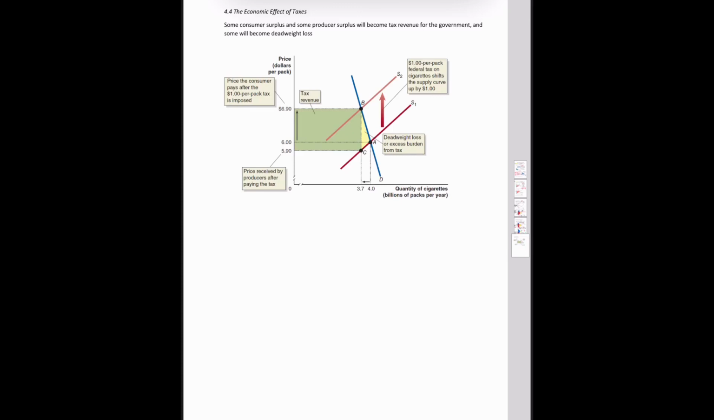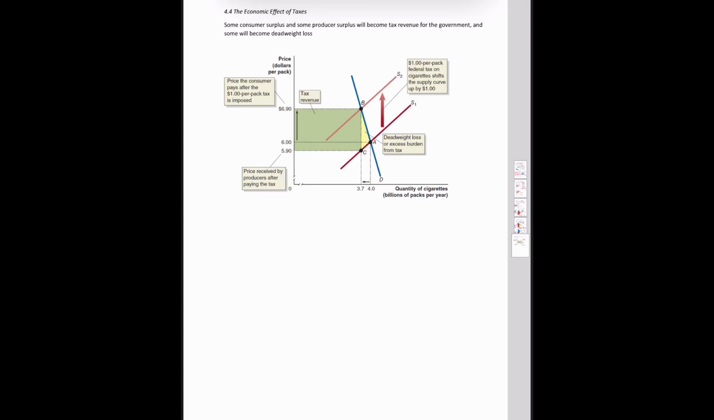So overall, basically what I want you to understand is that you see there's a tax revenue here, and you also see deadweight loss because of the excess burden from the tax itself. So when government implements a tax, they are capitalizing on not only tax revenue, but there's also deadweight loss within the market. So government revenue equals the green shaded box, consumer surplus and producer surplus becomes tax revenue, and some of it becomes deadweight loss.